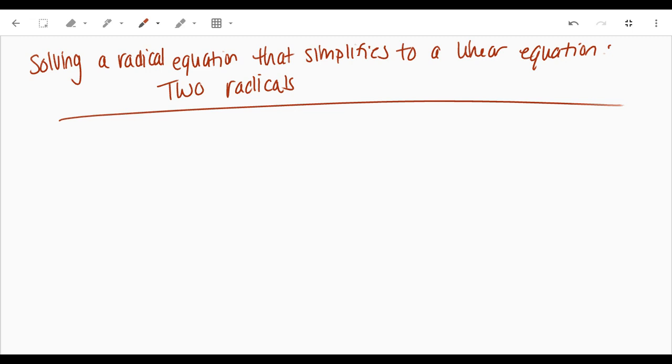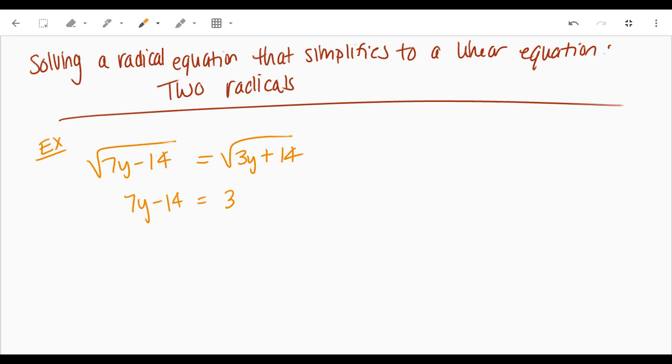Okay, so we'd have something like square root of 7y minus 14 equals square root of 3y plus 14. Okay, so if you just square both sides, you get rid of your radicals. So 7y minus 14 has to equal 3y plus 14. Okay, so if we add 14 to both sides, we'll have 7y equals 3y plus 28. Subtract 3y from both sides, so 4y is 28. Make y 7.